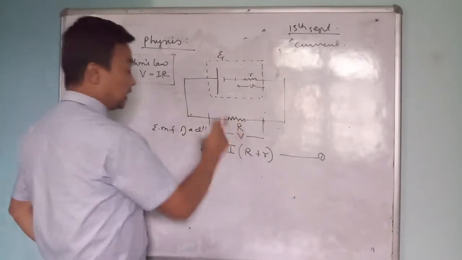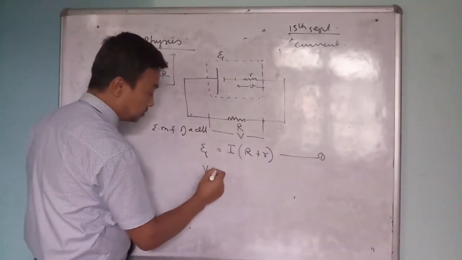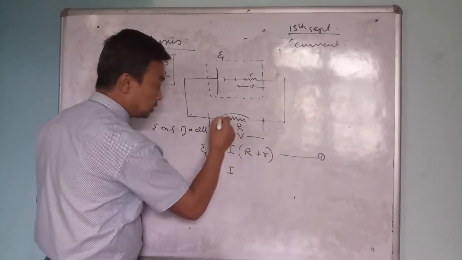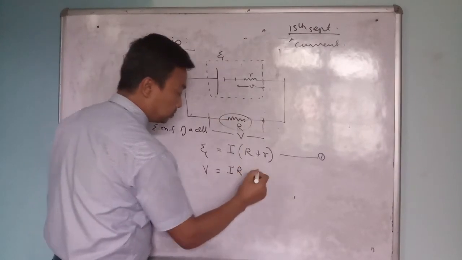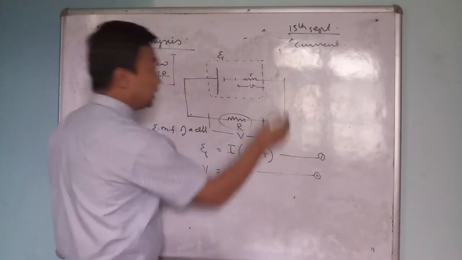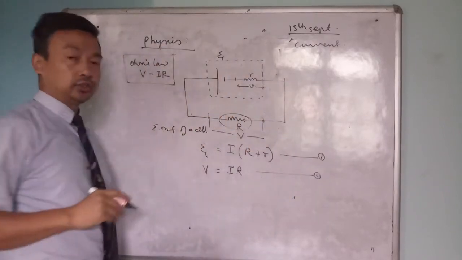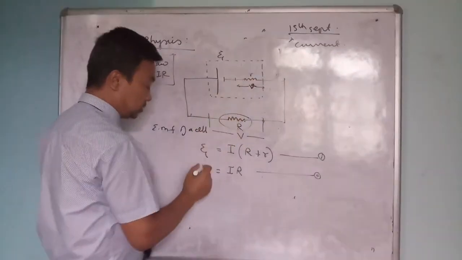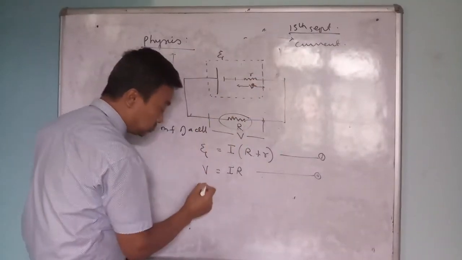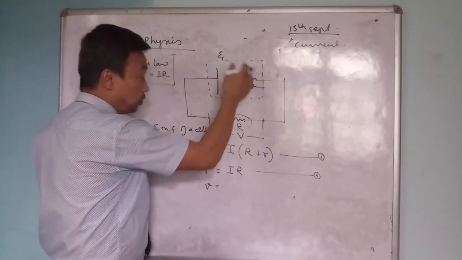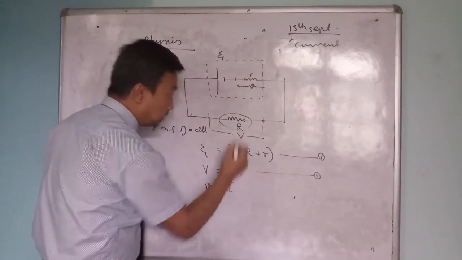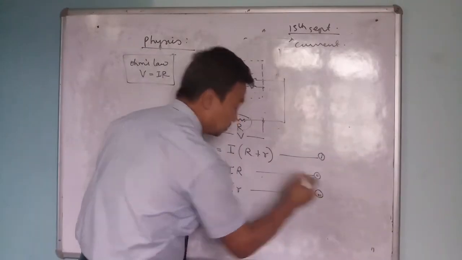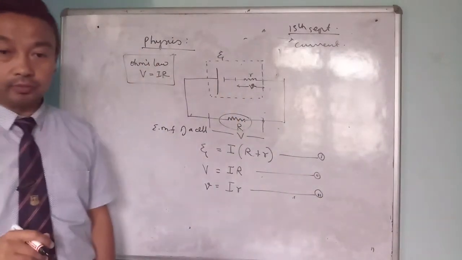Now if you look at the terminal voltage, the current is the same I, and the resistance outside is capital R. And if you go inside the cell, in the electrolyte, the potential difference is small v, the current flowing is the same current I, and the resistance is small r, that is the internal resistance. So we have got these three relations.